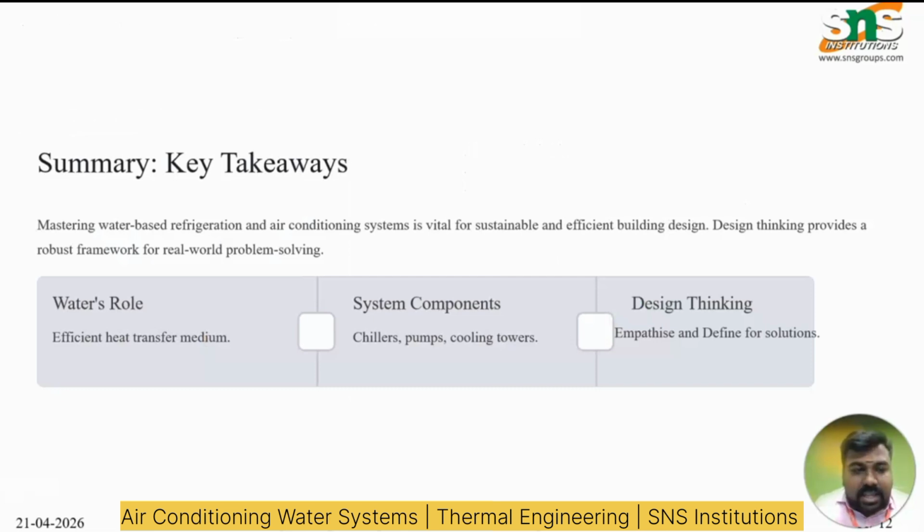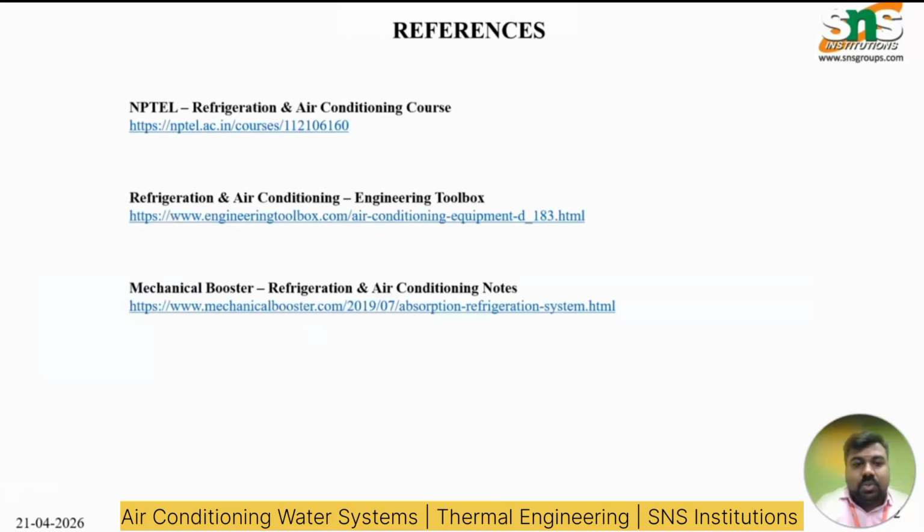Some of the key takeaways: what is the role of water in an air conditioning system? It is used as an efficient heat transfer medium. Also the system components like chillers, pumps, cooling towers and design thinking concepts. These are some of the references I have gone through for these refrigeration and air conditioning water system concepts.